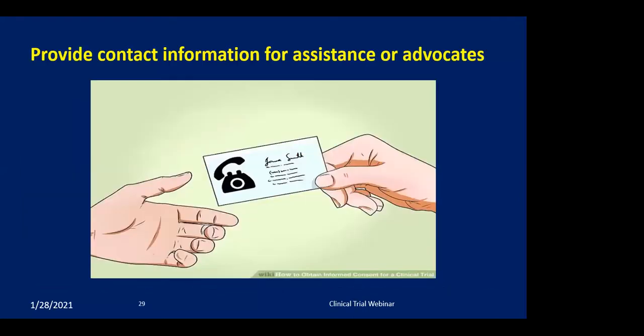Next. Provide contact information for assistance or advice. Try to keep one or two mobile or landline phone numbers so that you can always ask the patient, in case they don't follow up. We had this difficulty especially during the COVID times.